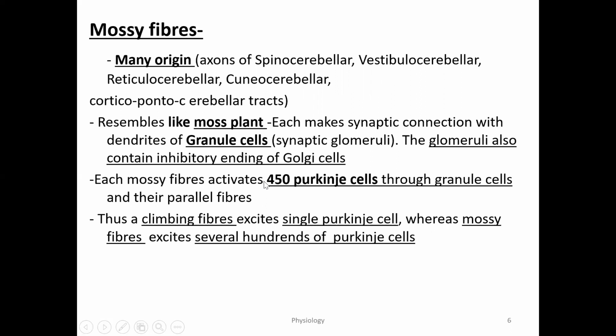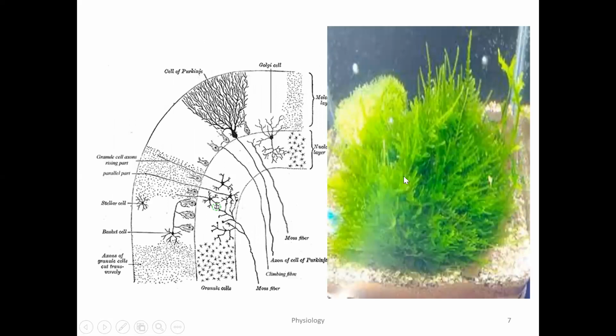Around one mossy fiber gives rise to activation of around 450 Purkinje cells. As compared to this, in the climbing fiber there is a direct one-to-one connection, and that's why the excitatory impulse is very strong as compared to the mossy fiber. So this is a moss plant. The connection of the ascending fibers of the mossy fiber, or that afferent, looks like a moss plant, and that's why it's called a mossy fiber. There is no direct connection. It first excites the granule cells, and that gives rise to the parallel fibers, which in turn excite the other cells.